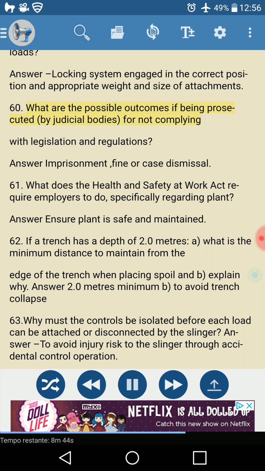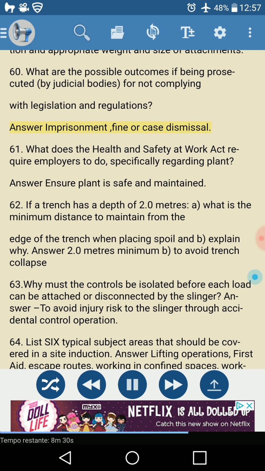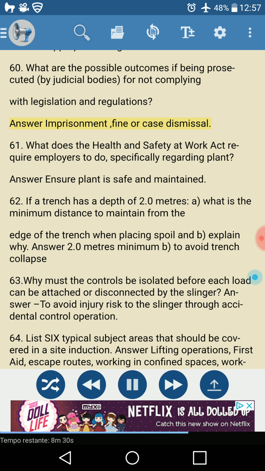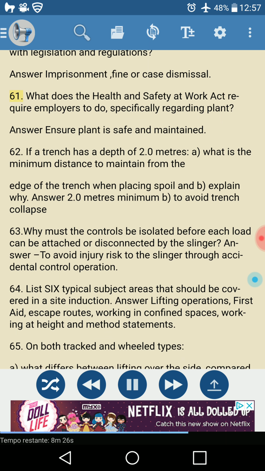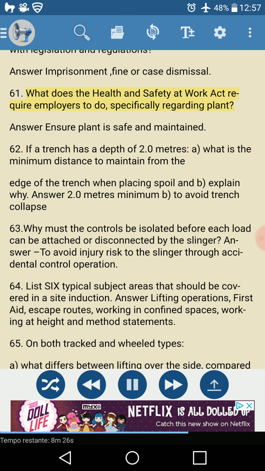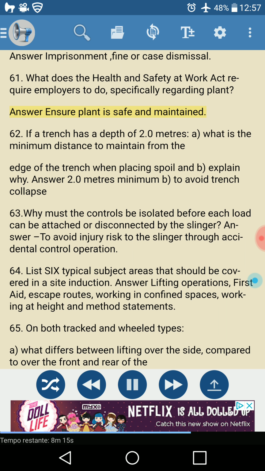60. What are the possible outcomes if being prosecuted by judicial bodies for not complying with legislation and regulations? Answer: imprisonment, fine, a case dismissal. 61. What does the Health and Safety at Work Act require employers to do, specifically regarding plant? Answer: ensure plant is safe and maintained.